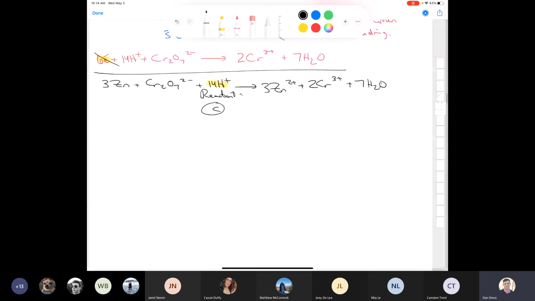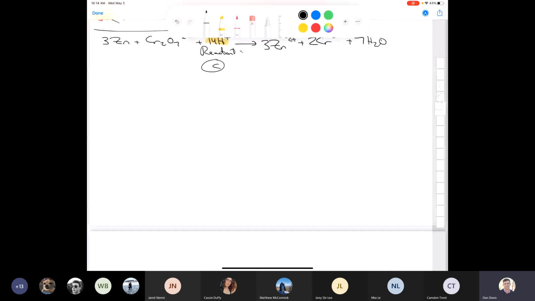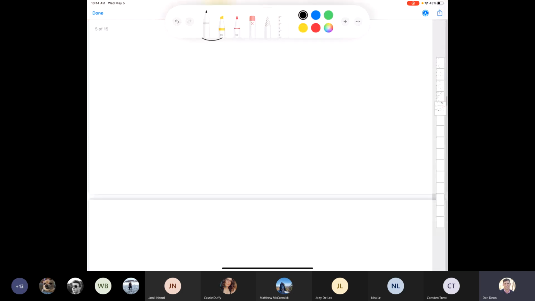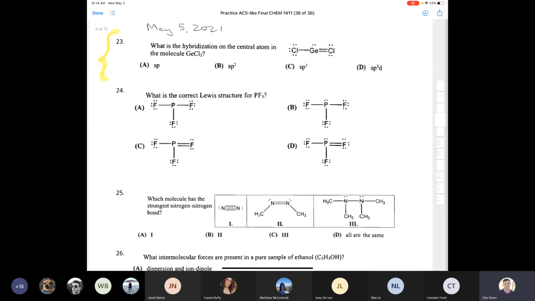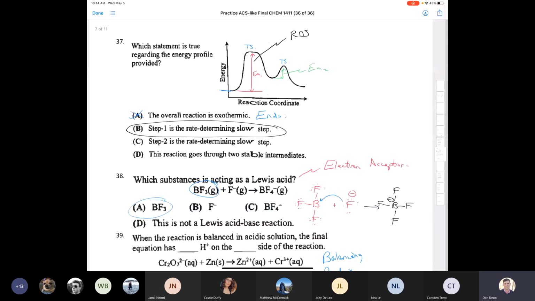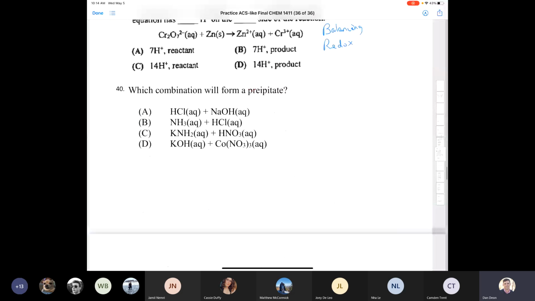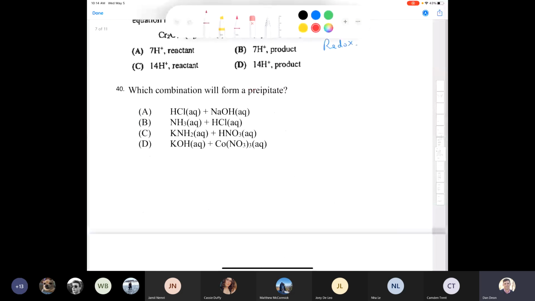All right, question number 40. It's a very interesting question. Which combination will form a precipitate? I've never even heard of a precipitate. I think I meant to put precipitate. Okay, so which one's going to form a precipitate? Let's go back, and you're like, what's a precipitate, Mr. Dion? Well, let me show you. Get the precipitate right here. There we go. That's a little bit better.